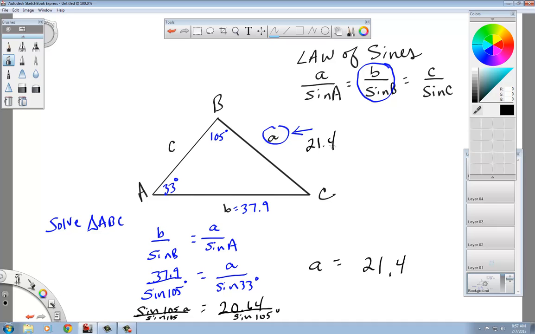And I leave it to you now. I would like you guys to try to find side c.